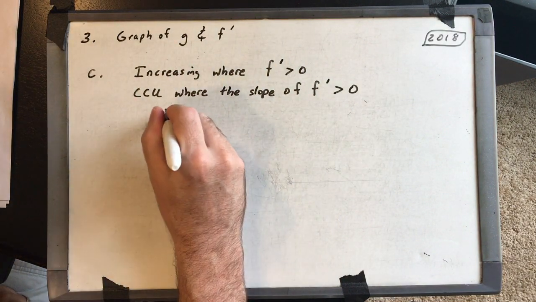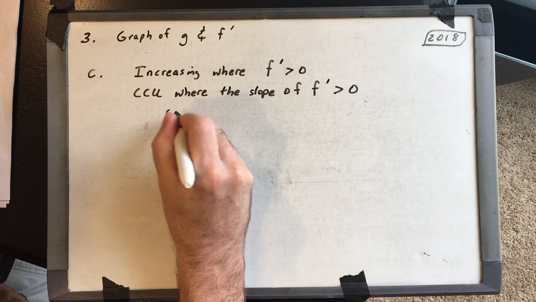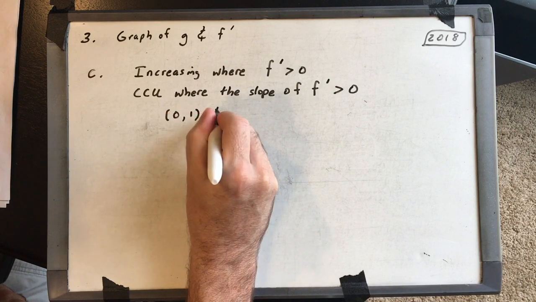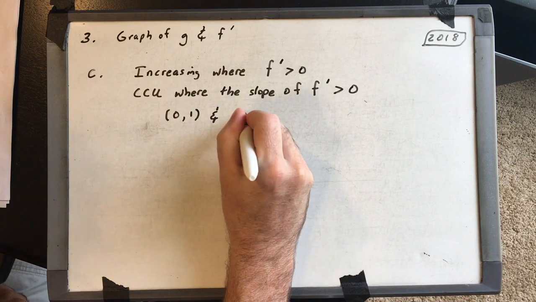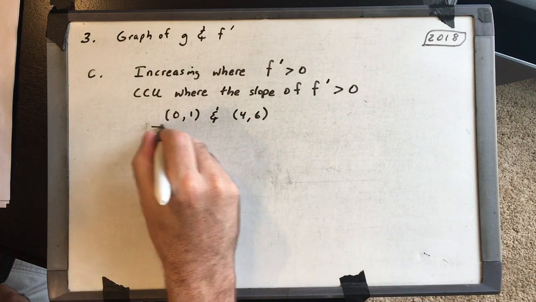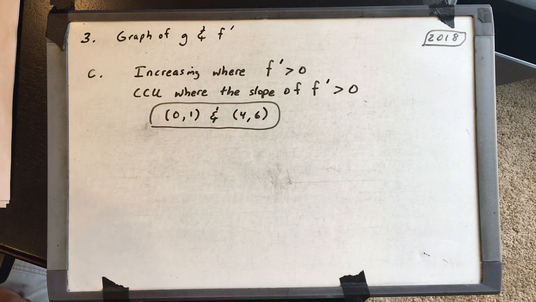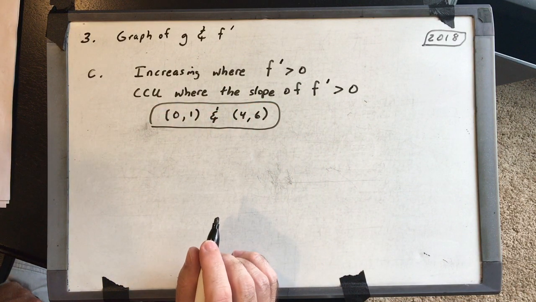So our open intervals, and for open intervals we use parentheses instead of brackets, are going to be 0 to 1 and from 4 to 6. Right, so hey, that's not bad at all. All right, that's one you could get pretty quick.